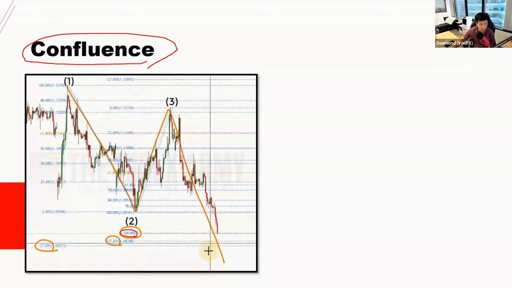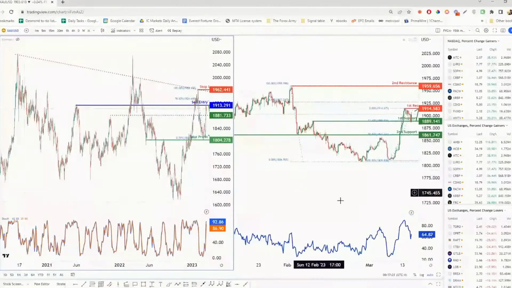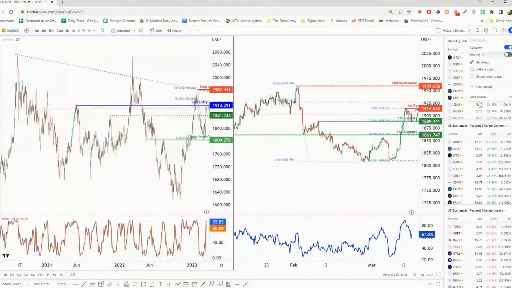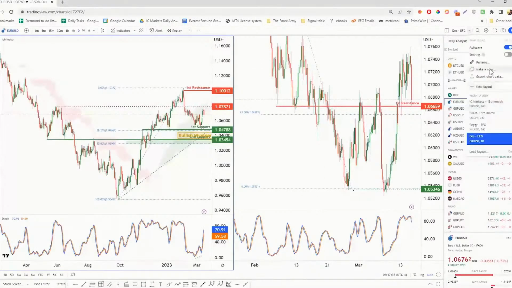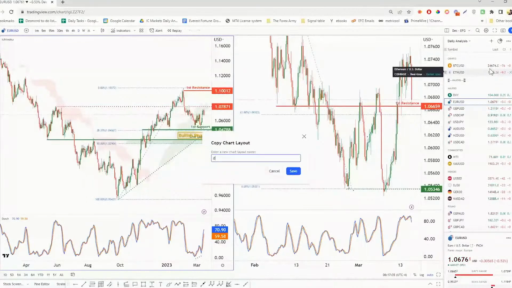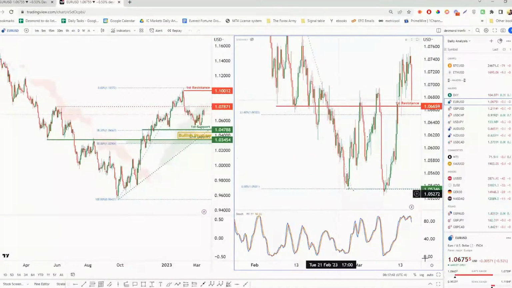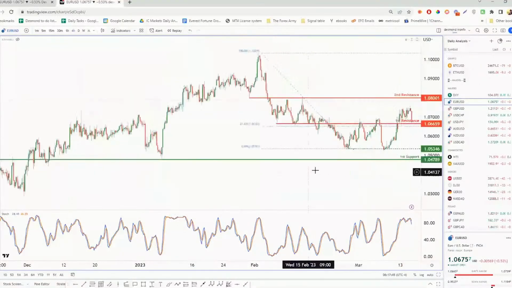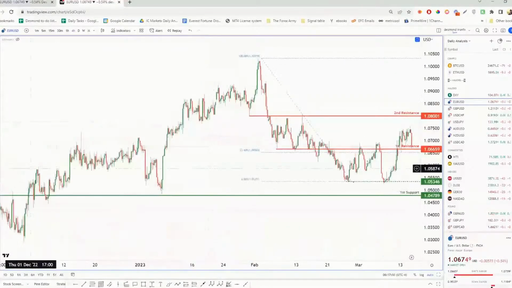I probably need to turn off my video over here just so that it doesn't mess with the charts. Sorry, just let me load this. Let me just make a copy. Okay, let me show you some examples of Fibonacci confluence. We try to look for them together.